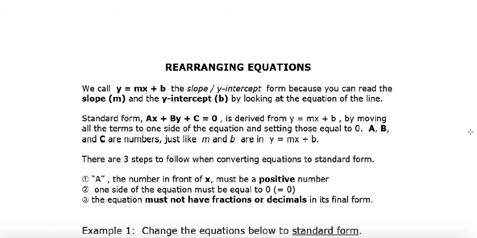One side of the equation must be equal to 0, and we usually make the right-hand side of the equation 0 and the left-hand side of the equation your variables. And the equation must not have any fractions or decimals in its final form. So if you do end up having a fraction, you want to multiply every term by the denominator to get rid of that fraction. So let's go through some examples.